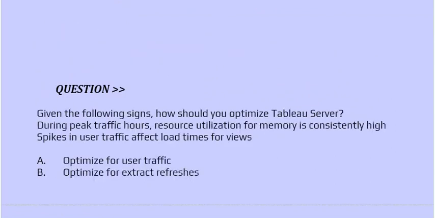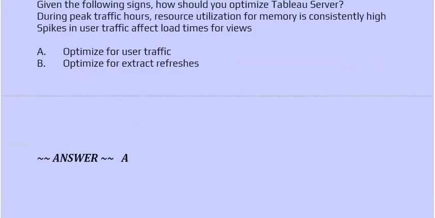Next question is, given the following signs, how should you optimize Tableau Server? During peak traffic hours, resource utilization for memory is consistently high. Spikes in user traffic affect load times for views. Option A. Optimize for user traffic. Option B. Optimize for extract refreshes. Correct answer is option A.